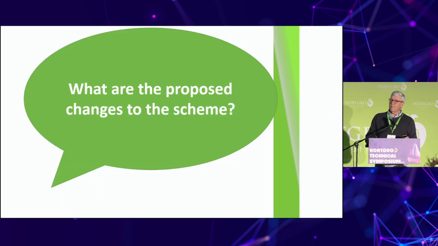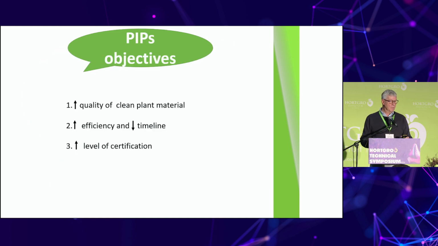So, what are the proposed changes to the scheme? The PIPS, Plant Improvement Process Plan, first of all, is to increase the quality of clean plant material, increase the efficiency, and decrease the timeline. That's the biggest factor for IP managers, IP owners. Every year costs a lot of money. And then a bonus is to increase the level of certification.